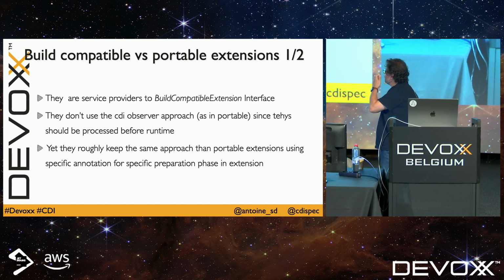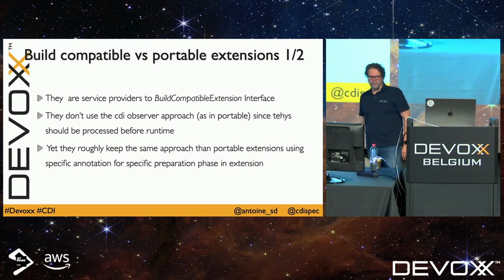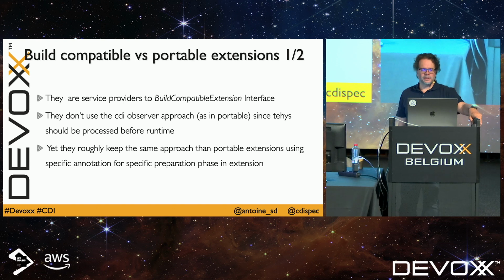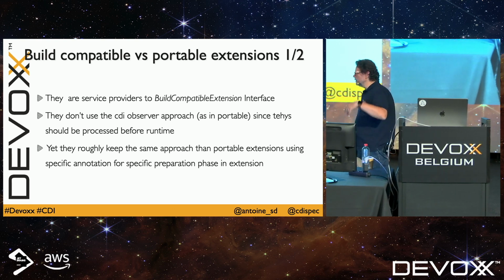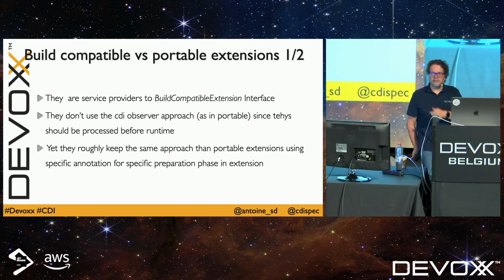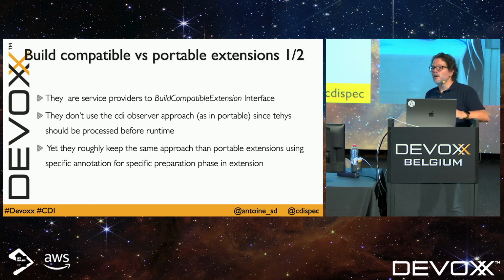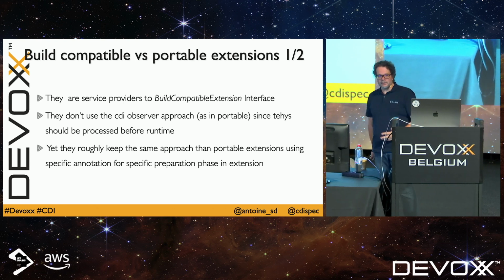So, if you compare the two flavors of extension, they are both service providers. The portable extension is the service provider of the extension interface, and the build compatible extension is a service provider of the build compatible extension interface. This new kind of extension doesn't use the CDI observer feature. If you already developed an extension, you see that there is a lot of @Observes: process annotated type, process bean, after bean discovery, etc. We don't have those observers, because when you are dealing with the extension, it's before the runtime, so we don't have the CDI container, we don't have any feature regarding events.